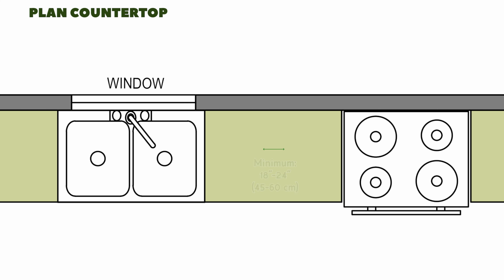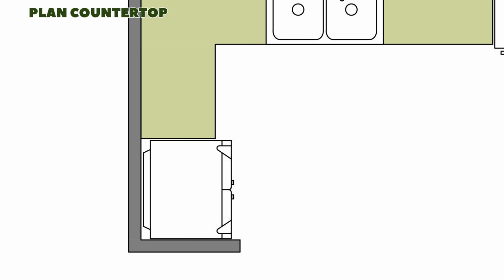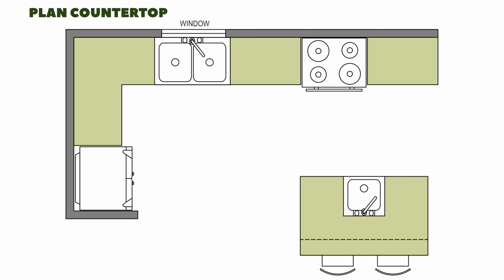It is recommended to have at least 18 to 24 inches, 45 to 60 centimeters of clear countertop space on both sides of the cooktop and sink, and at least 24 inches, 60 centimeters on one side of the refrigerator and built-in oven for ease of use and functionality. Use the symbols for lower cabinets and countertops to mark these areas. You can also add an island if space allows. The island is great for additional prep, storage, and seating.